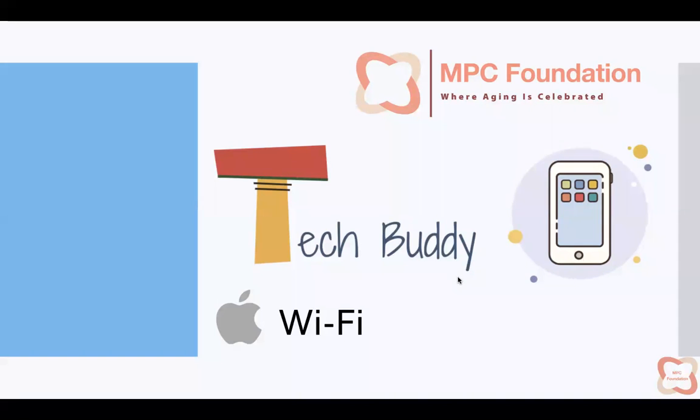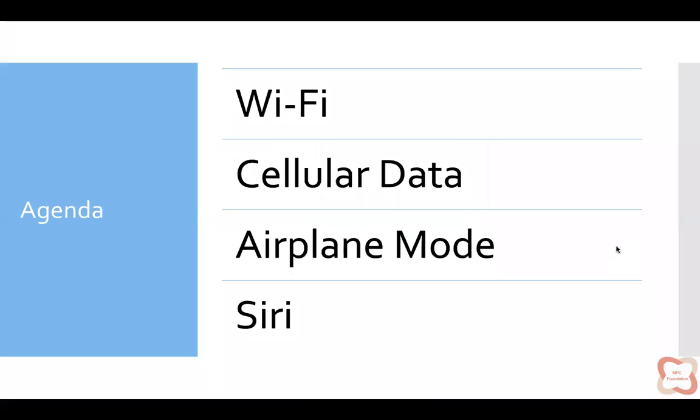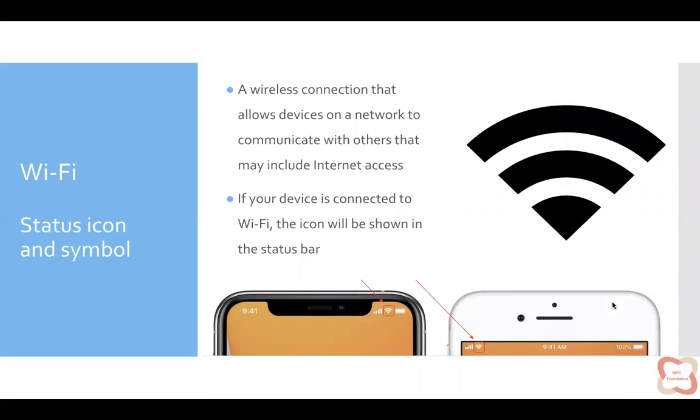Today we're going to be talking about Wi-Fi on the iOS system. We'll cover Wi-Fi, cellular data, airplane mode, as well as Siri. If you have any questions along the way, feel free to ask. First, we're going to be talking about Wi-Fi.